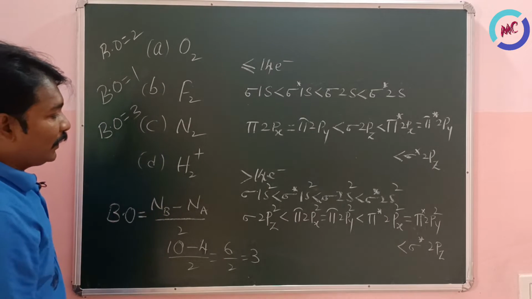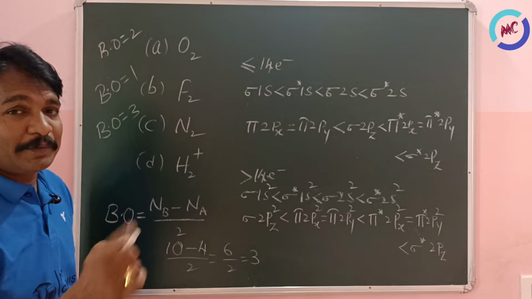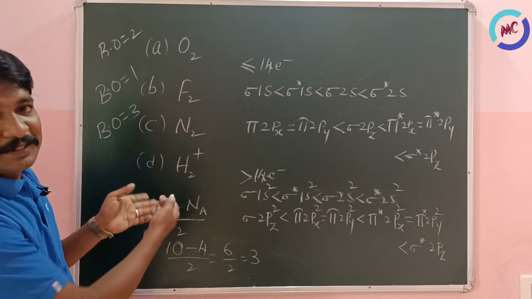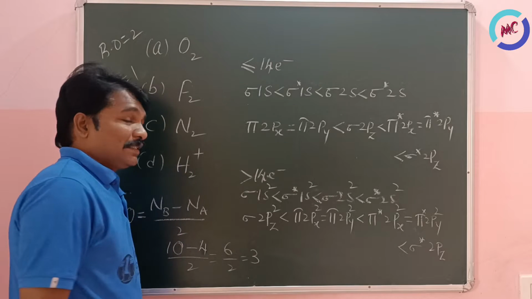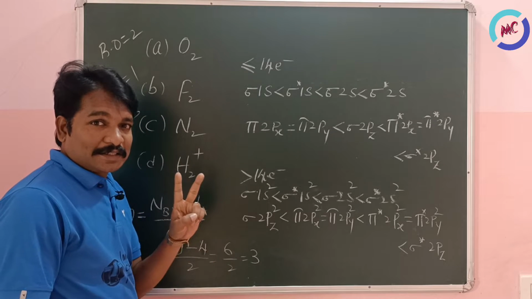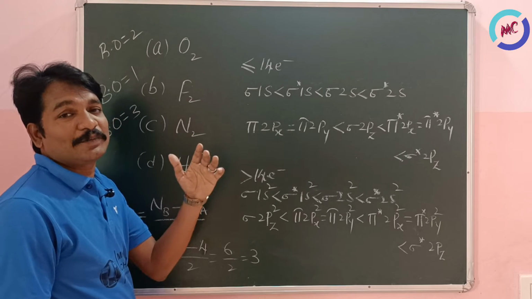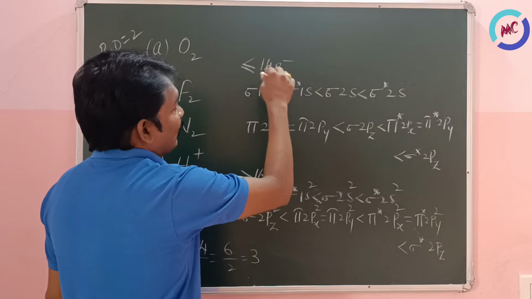Now, see here, H2 plus. They asked for paramagnetic with bond order 0.5. Option D is the right answer, we will check it. H2 plus. See here, hydrogen has 2 electrons. The H2 molecule has 2 electrons. Plus in the sense it has to lose one electron. Finally, it has 1 electron.